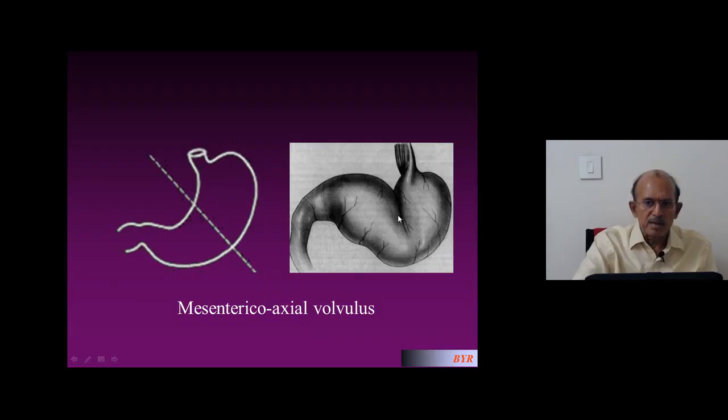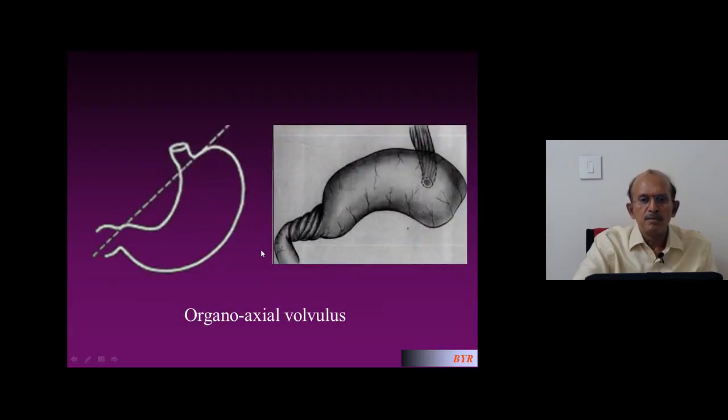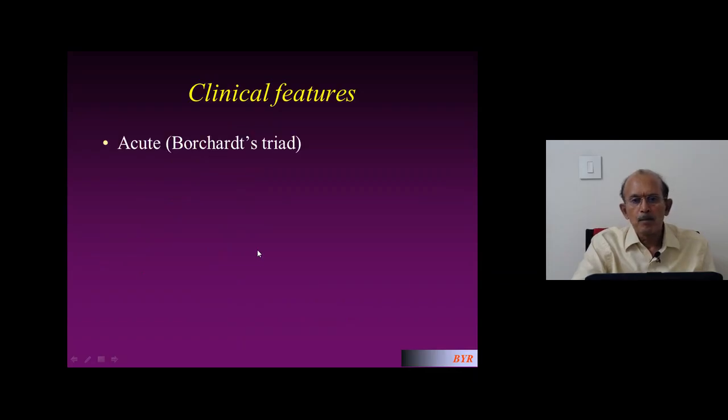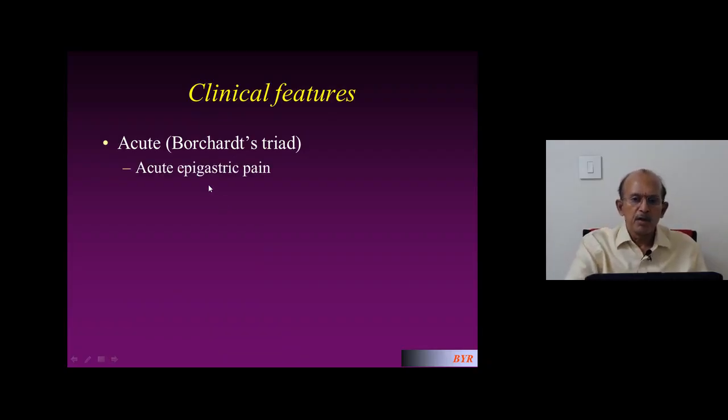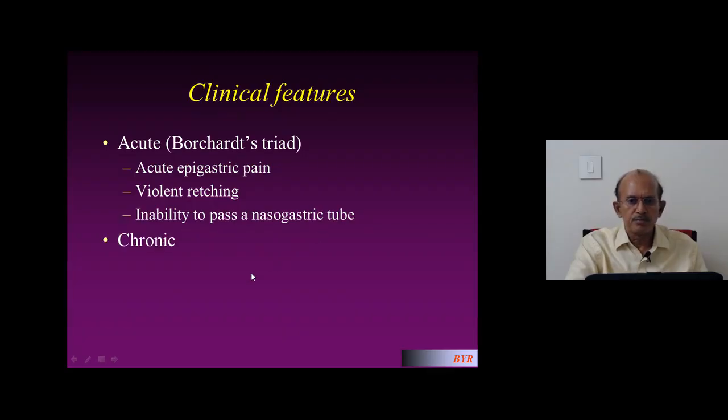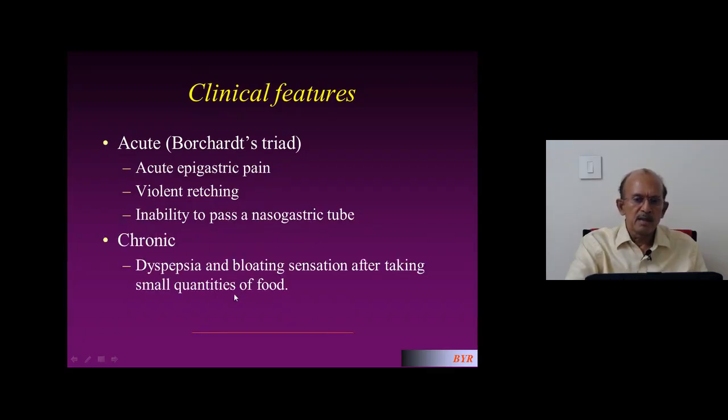Here is the twist. This is horizontal rotation where the stomach has rotated up. That means the greater curvature has gone upside, and the lesser curvature has come to the downside. Clinical manifestations: when it occurs acutely, it is called Borchardt triad. There will be acute epigastric pain, violent retching, and inability to pass a nasogastric tube. In chronic cases, there will be dyspepsia and a bloating sensation after taking small quantities of food.